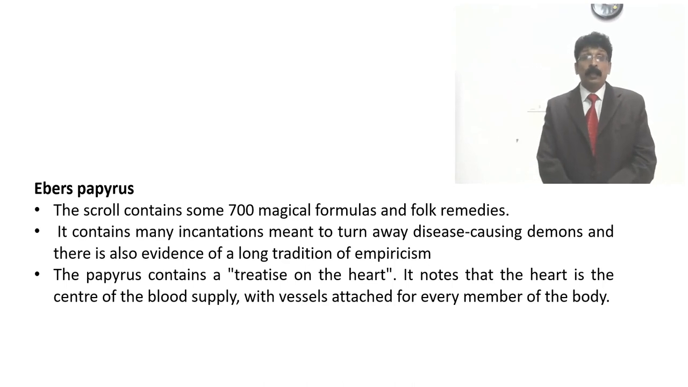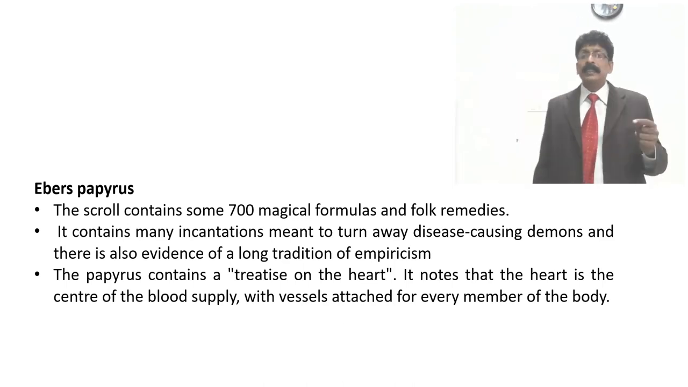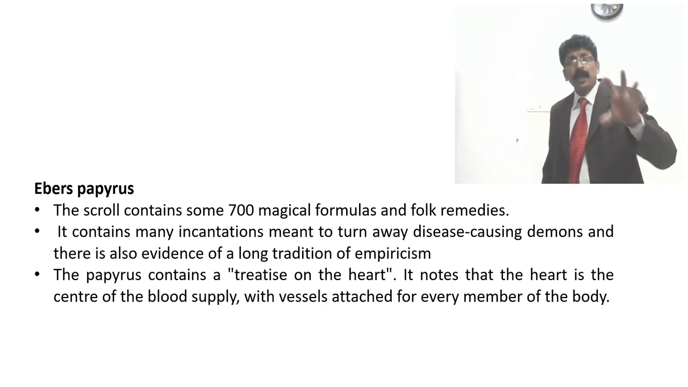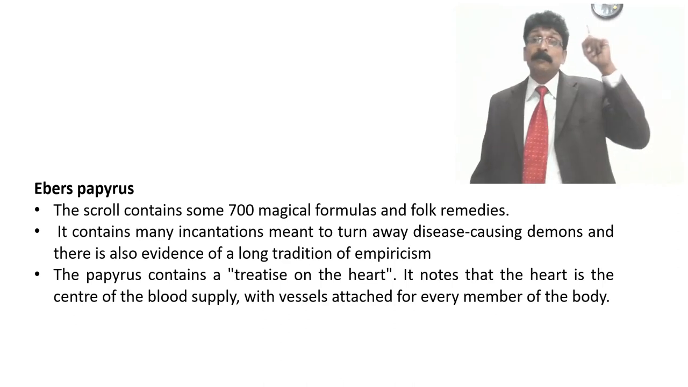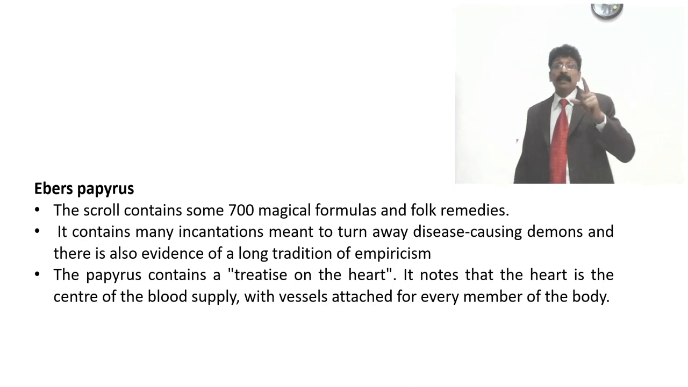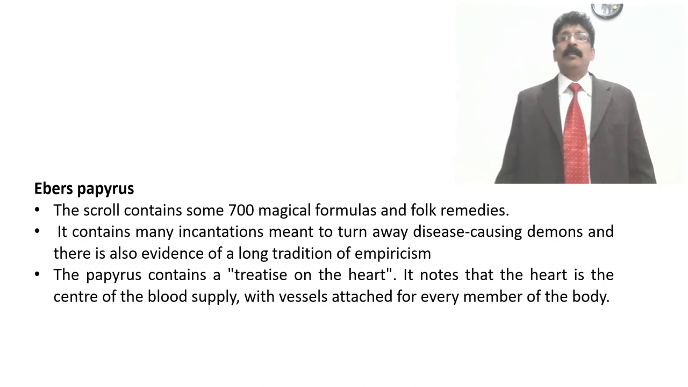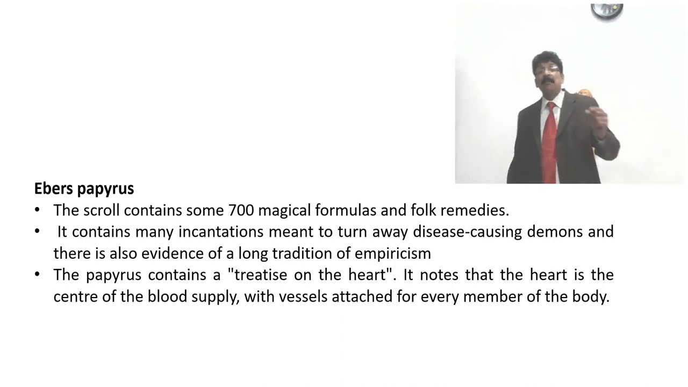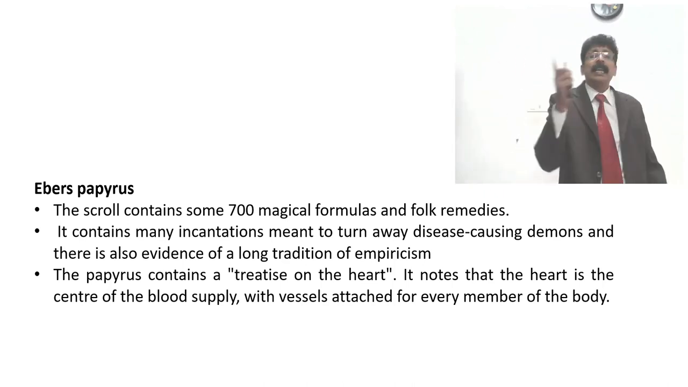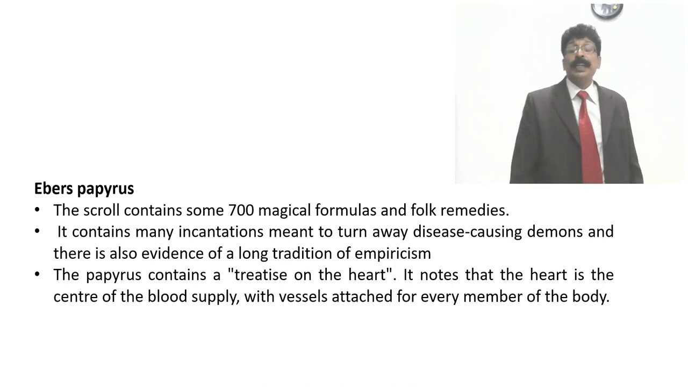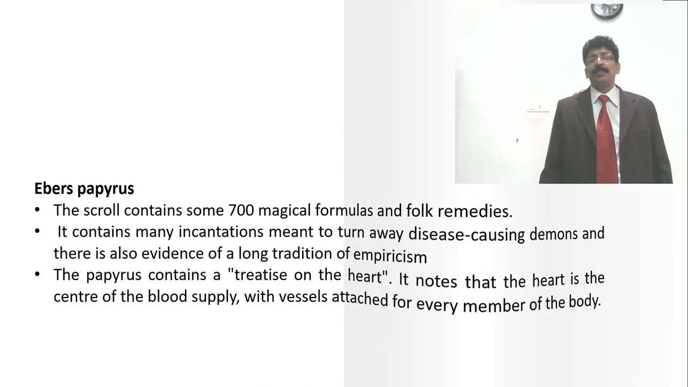The papyrus prescription also contained a treatise on the heart. It notes that the heart is the center of the body, the center of the blood supply, with vessels, long back, 5,000 years back, with blood vessels attached to each member of the body. That means the blood vessels carrying blood to each and every part of the body have been described. Physiology has been written very clearly in this prescription, and treatment was given by means of various crude herbs they used, written in the Egyptian tombs.